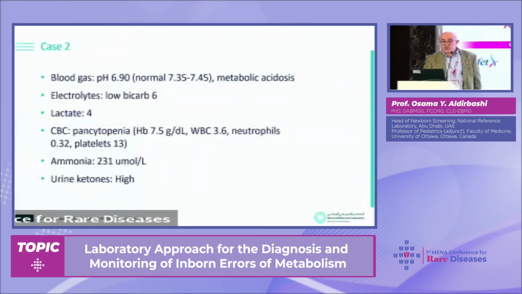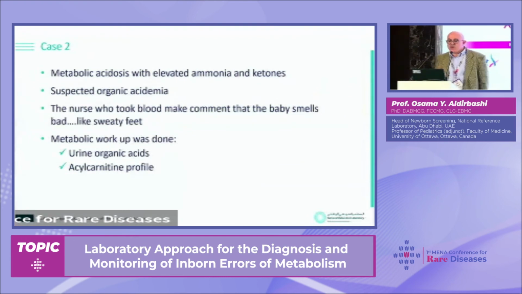And ammonia was elevated, but not as elevated as in the previous case, which was a primary urea cycle case. Here we also had high ketones. So then we are looking at a case with metabolic acidosis and hyperammonemia with elevated ketones, and of course we would suspect an organic acidemia. Now, the nurse who was taking the blood from this baby noticed that there was a smell, and the smell was of sweaty feet.